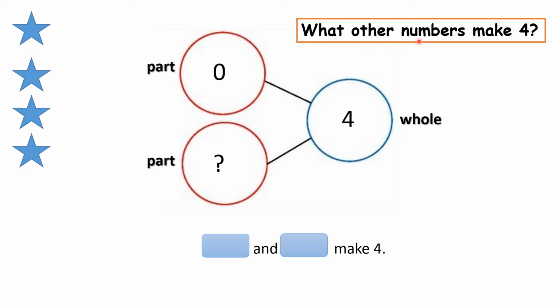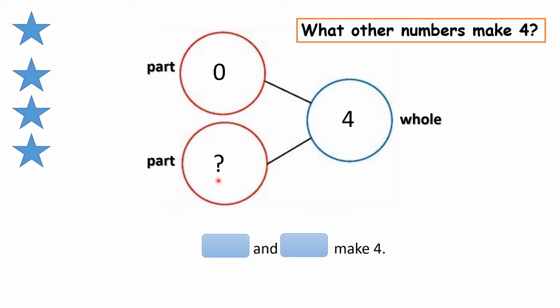What other numbers make 4? Look at the pictures to help you. How many stars are there? 1, 2, 3, 4. So there are 4 stars all together, which means the whole is 4 because there are 4 stars all together. Now we look at the parts. One of the parts is 0.